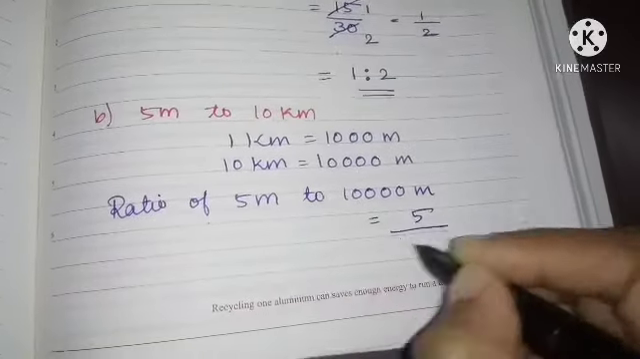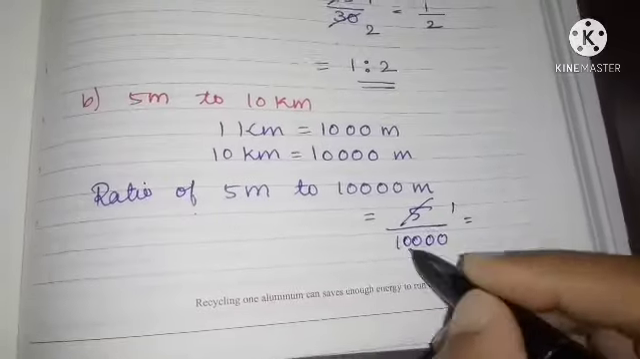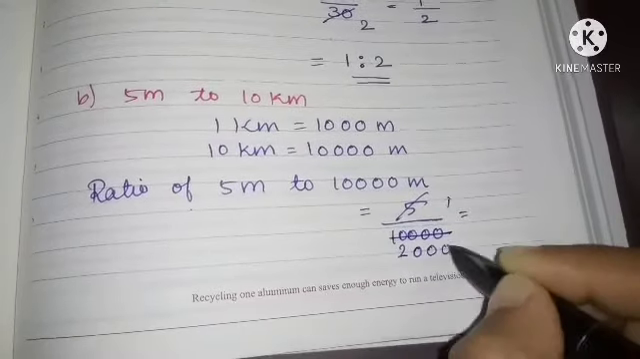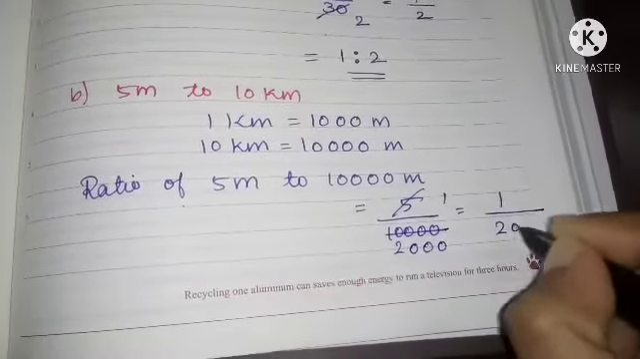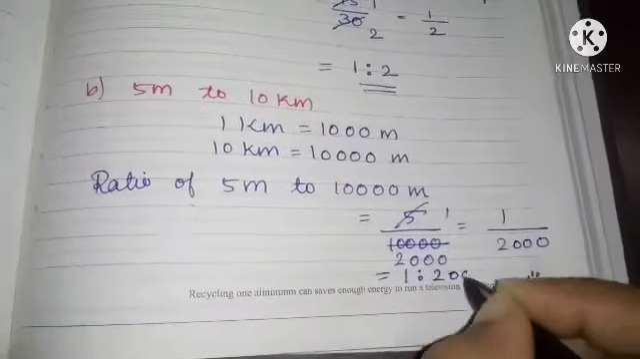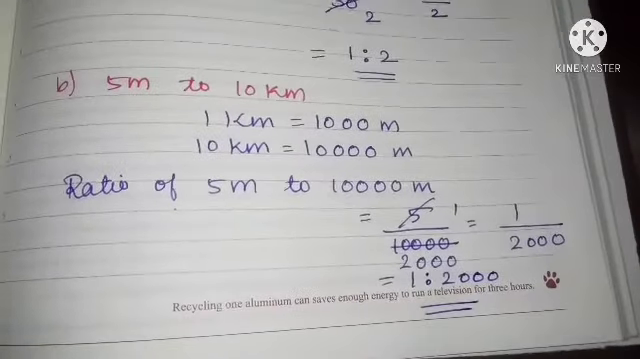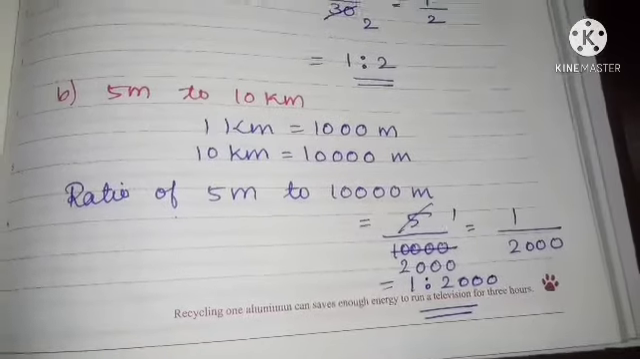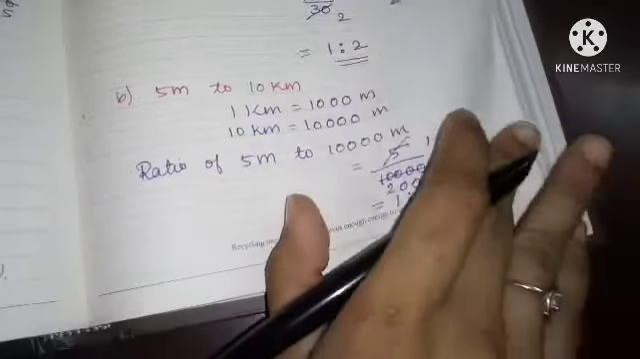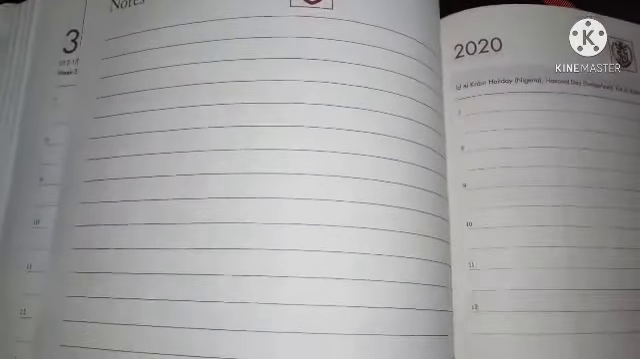So 5 divided by 10,000 is equal to 5 ones are 5, 5 twos are 0, 0, 0. So we get 1 divided by 2,000, which is nothing but 1 is to 2,000, the ratio of 5 meter to 10 kilometer. Okay. Then C subdivision is your homework. Now we'll go to the second problem. What is the second problem, children?